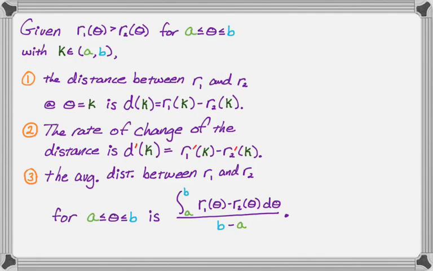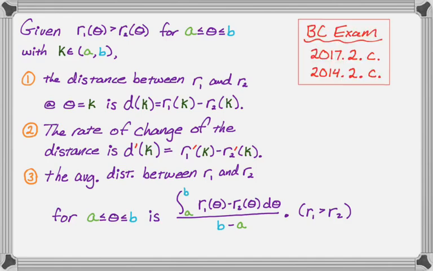And it's really important for all of these to remember that they're working out because r1 is greater than r2. If you have a change where sometimes r2 is greater, sometimes r1 is greater, maybe you throw an absolute value in there, or maybe you deal with it a piece at a time. It's kind of up to you how you deal with that. On the AP exam, it's always been that it doesn't really change, so you know one is bigger than the other. Two examples, if you're looking for them, from the BC exam, 2017 number 2 part C and 2014 number 2 part C are the ones that motivated me to make this video.